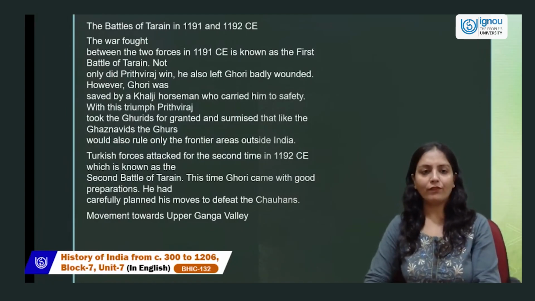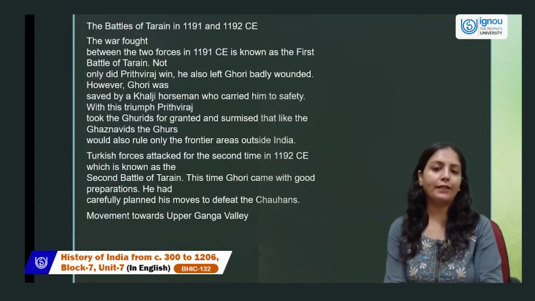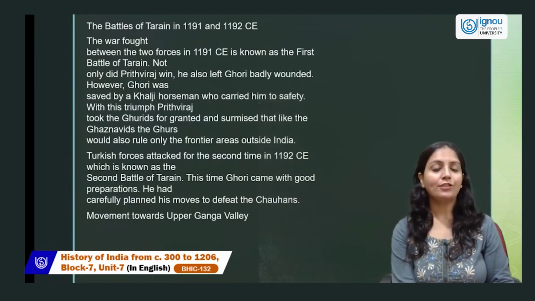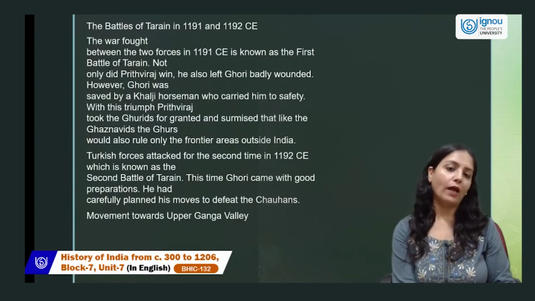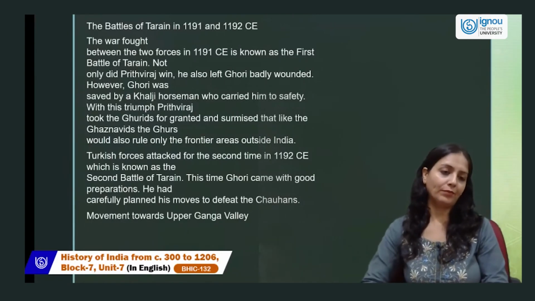With this triumph, Prithviraj took the Ghurids for granted and surmised that, like the Ghaznavids, the Ghurids would also rule only the frontier areas outside India. It was a triumph of Prithviraj Chauhan. He misunderstood that the Ghurids would rule outside India. But he was wrong at that time.